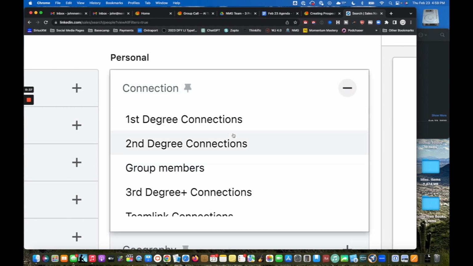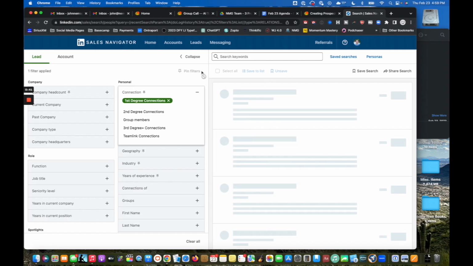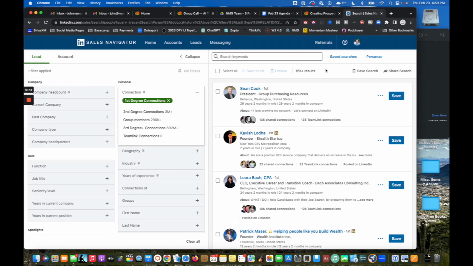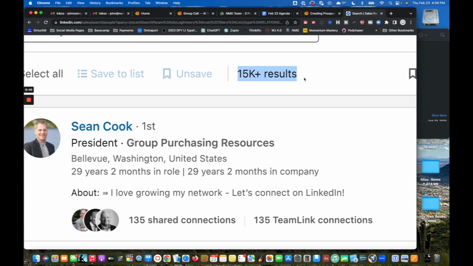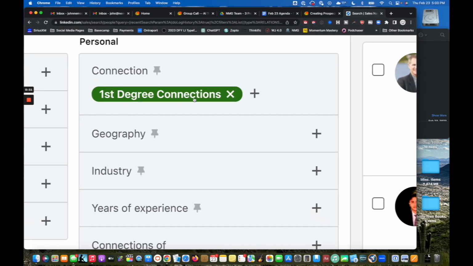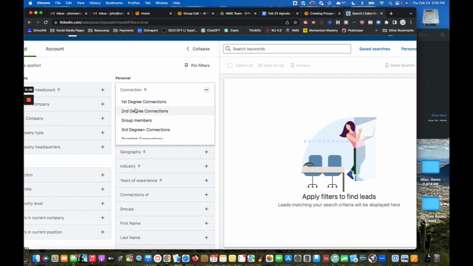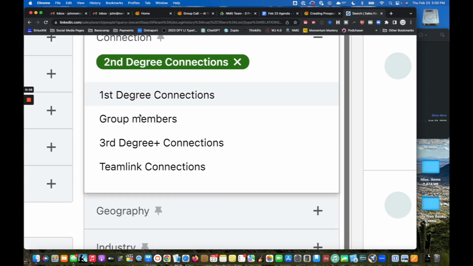Connection level is, obviously first degree or people you're already connected to. If I chose that, right, it should pull up all my first degree connections, which for me, I have more than 15,000, including Rosie the dog, apparently. Hang on. And obviously in this case, I don't want first degree. I want a list of second and third degree new people to connect to. So I'll do second degree and I'll do third degree.